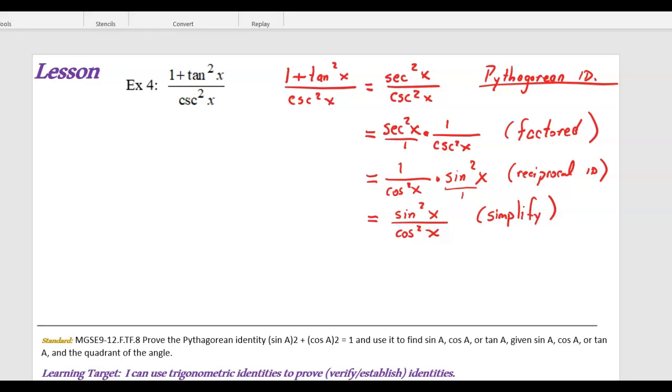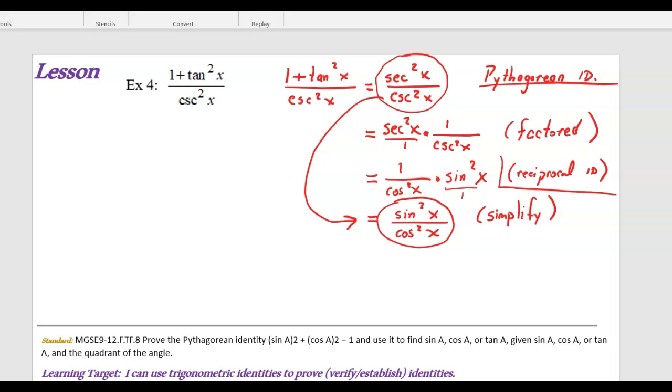If you want to go, moving forward, straight from here to here, so if secant squared of x winds up cosine squared of x, numerator, denominator, cosecant squared of x is in the denominator and it winds up in the numerator, you have simply used the reciprocal identity. Okay? And then sine over cosine is tangent, so this is tangent squared of x.